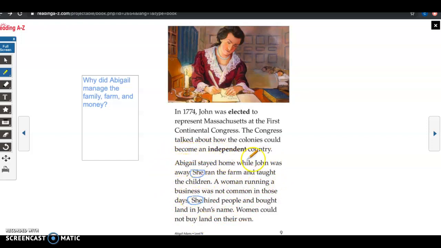It tells us how Abigail stayed home while John was away and she ran the farm. Well, the farm was their family business. They raised animals to sell, and that is how they made their money. That was their business. She taught the children. It said that she hired people and bought land, and all these things were uncommon for women of this time.